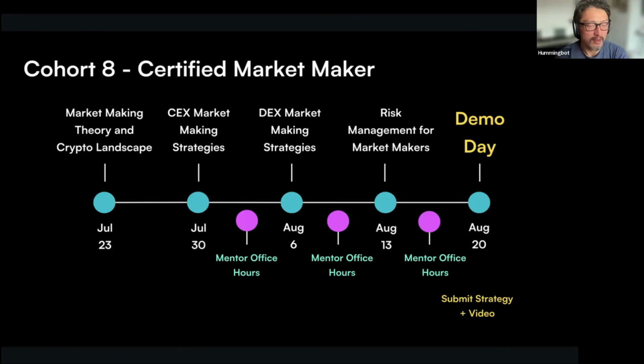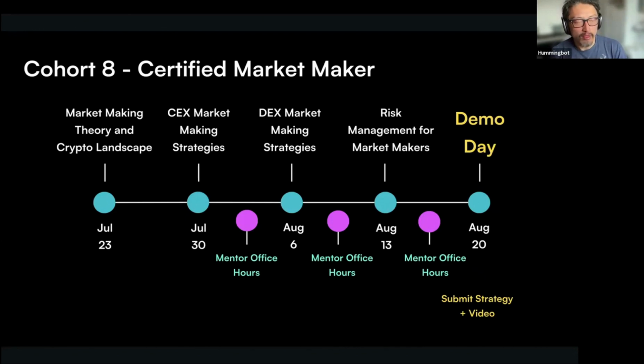Finally, in the fourth session, we'll go into a bit more detail on risk management. This session might be replaced by an interview as well, but we're not quite sure yet. Overall, I want to give students in this cohort a sense for what a professional market maker really goes through, so that if you're trying to hire a market maker, launch your own market making business, or just really understand what that industry looks like, you should be able to do so by the end of this cohort. And finally, I do think the demo day is a good capstone for all cohorts.